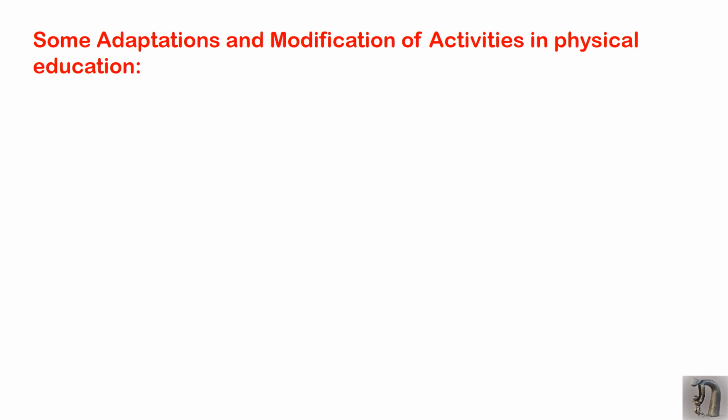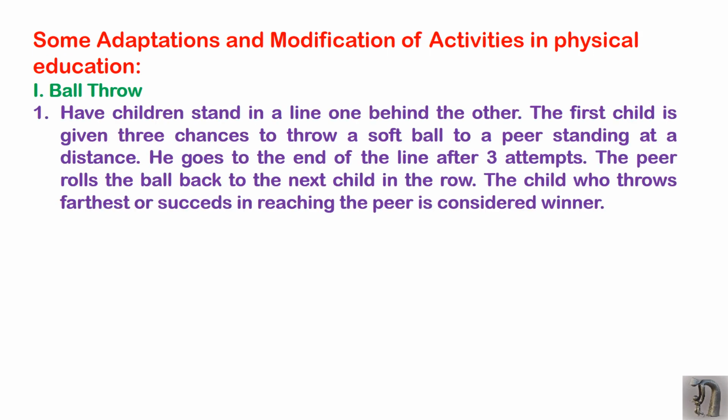Let us understand some modifications in activities involved in physical education, like ball throwing. This is a very simple activity our children can do with interest. Here, have the children stand in one line behind one another, and the first child is given 3 chances to throw a softball to another friend standing at a distance.